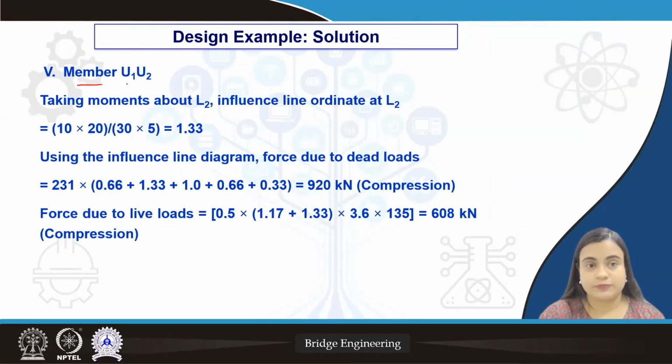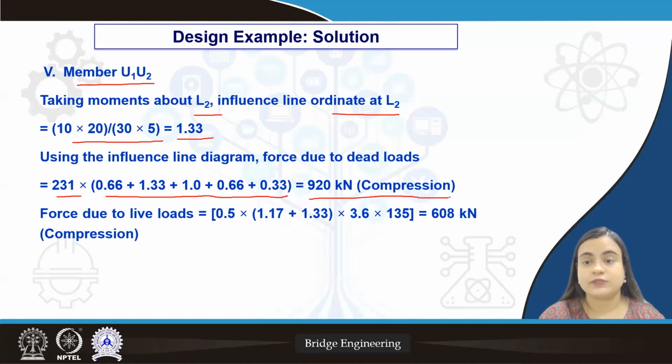Member U1 U2 will be the next one. Taking moment about L2, influence line ordinate at L2 can be obtained as 10 times 20 by 30 times 5, that is equal to 1.33. Using the influence line diagram, force due to dead load will be 231 times 0.66 plus 1.33 plus 1 plus 0.66 plus 0.3, that is equal to 920 kilonewton in compression. Force due to live load will be 0.5 times 1.17 plus 1.33 times 3.6 times 135, that is equal to 608 kilonewton in compression.